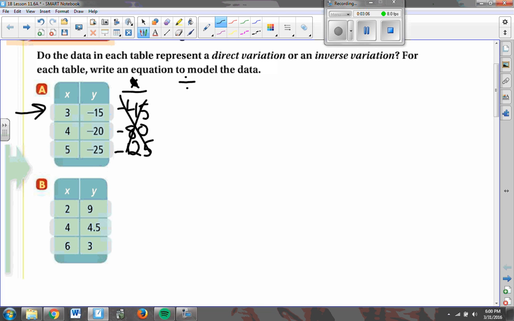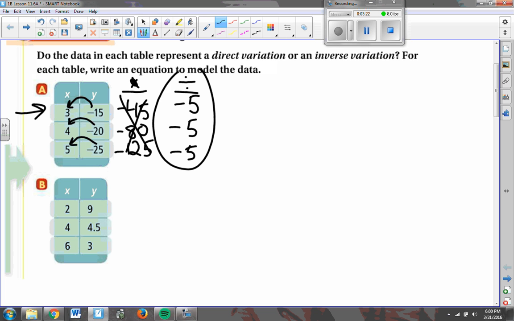So let's try division. If I do y divided by x, going this way, negative 15 divided by 3 is negative 5. Negative 20 divided by 4 is negative 5. Negative 25 divided by 5 is negative 5. So what we can see is that, yes, all of these are the same. So then this is direct variation. If dividing is the same, direct variation. D with D. Dividing means direct. Direct variation here.